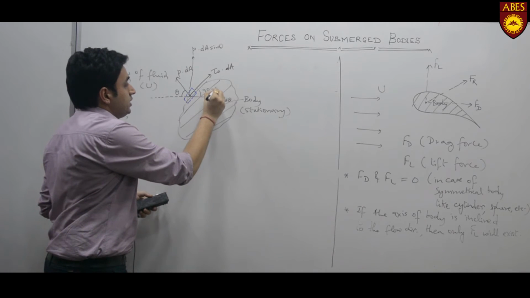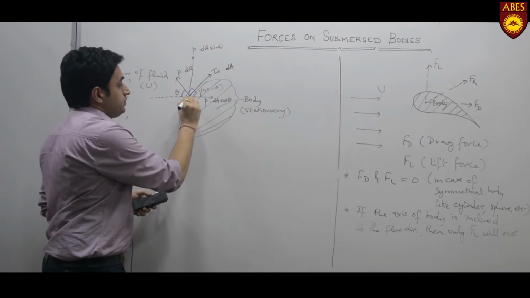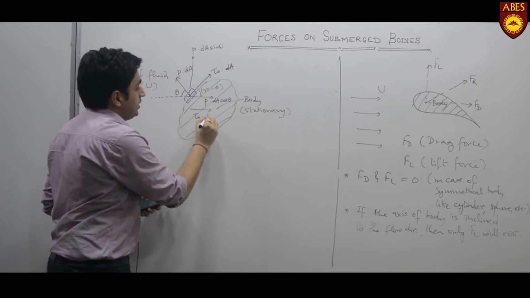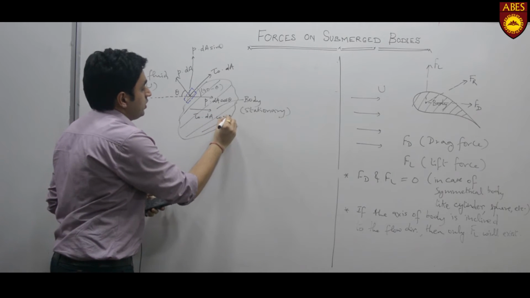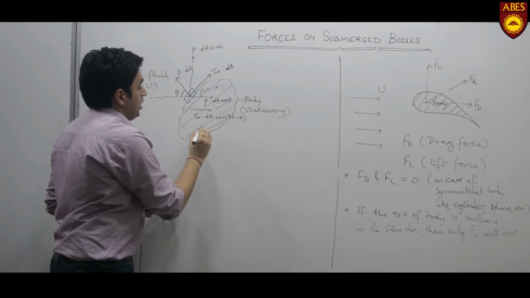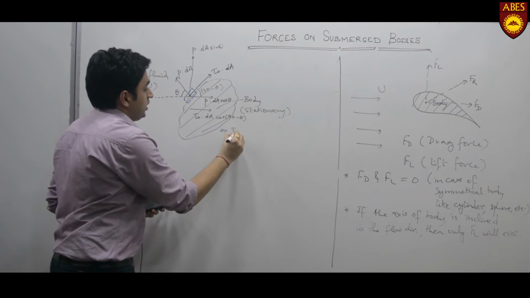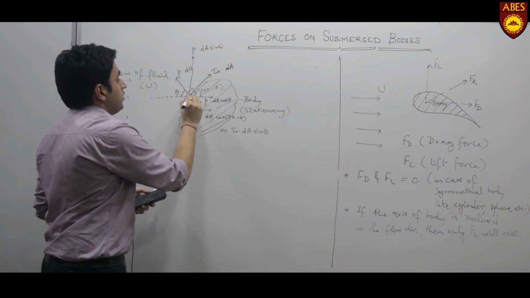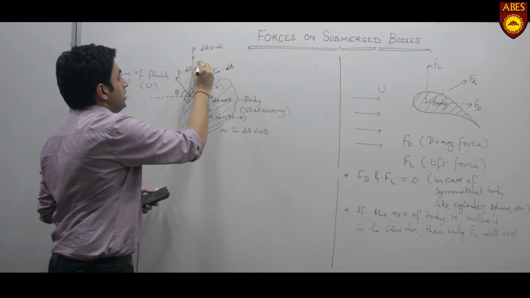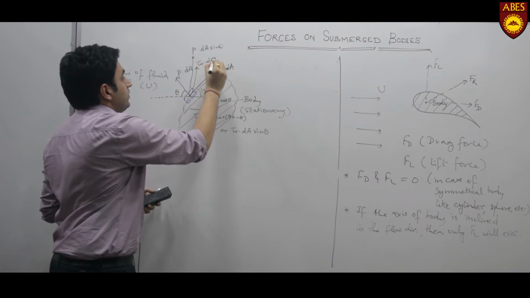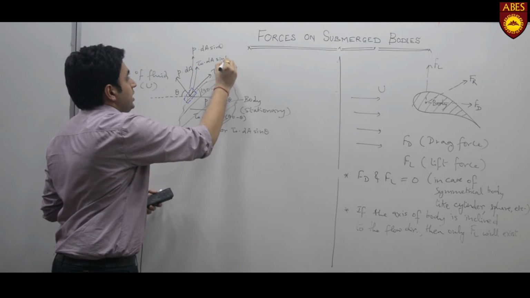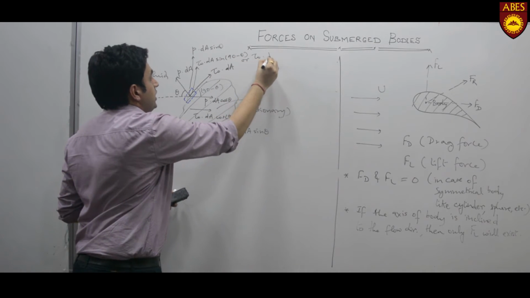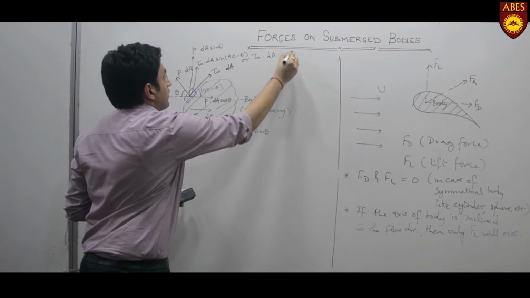Similarly, we take two components of tau naught dA. This angle is 90 minus theta. So this component is tau naught dA cos(90 minus theta), or tau naught dA sin theta, and the perpendicular component of this force will be tau naught dA sin(90 minus theta), which can be written as tau naught dA cos theta.